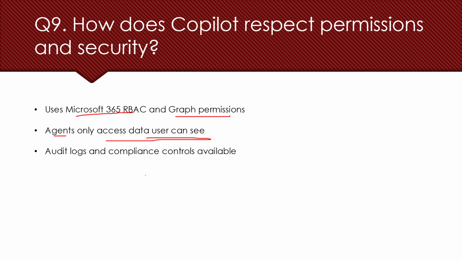The audit logs and compliance controls are available. So what that means is the activity is logged for auditing and data residency, or we can say compliance settings apply with the Microsoft Cloud services. So whatever activities are happening to the Copilot agents, those are also all logged. So in future, if you want to go through that, we can also do that.